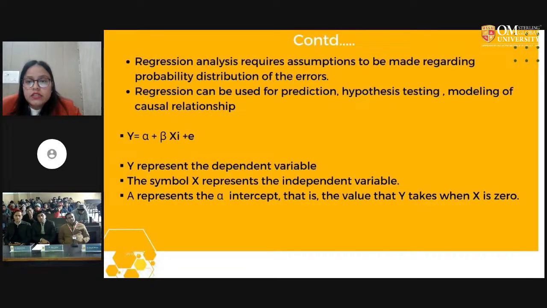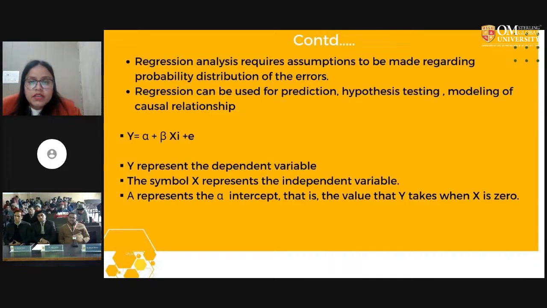Now, when we are talking about regression analysis, the regression equation will look like this, where y is equal to alpha plus beta x plus e. Y represents the dependent variable, x represents the independent variable, and alpha is the intercept, which means the value of y when x is equal to 0, and the e term represents the error term, the unexplained variation in the dependent variable.